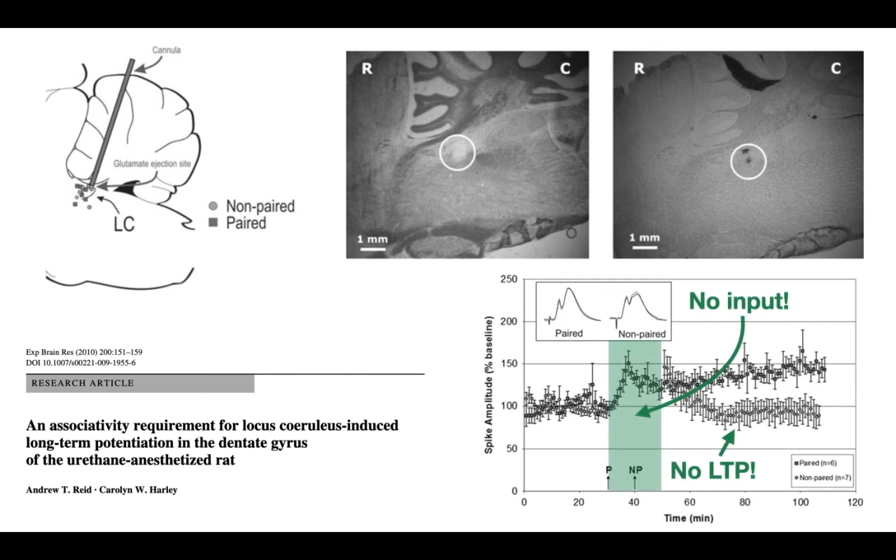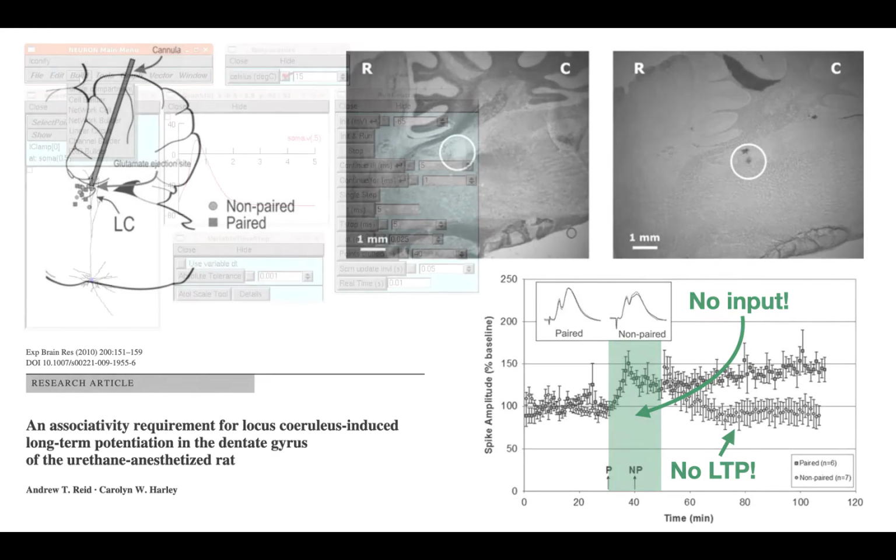However, if we don't pair with input to that region, you don't get long-term potentiation. So we've demonstrated that you need to really activate the dentate gyrus in order to get this potentiation. So that was basically one of my first articles, and I'm proud to have put that out with Carolyn.